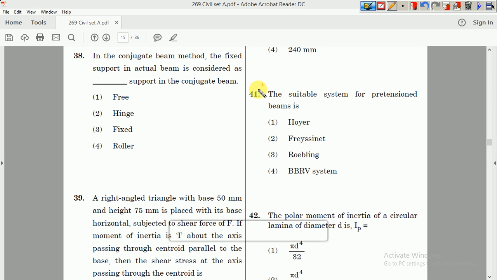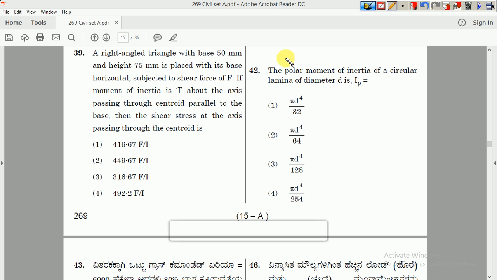Okay, fine. This is the direct question. From pre-stressed concrete, the suitable system for pre-tensioning is the Hoyer system. Rest all is post-tensioning. It comes under post-tensioning. Fine. This question comes under strength of materials.